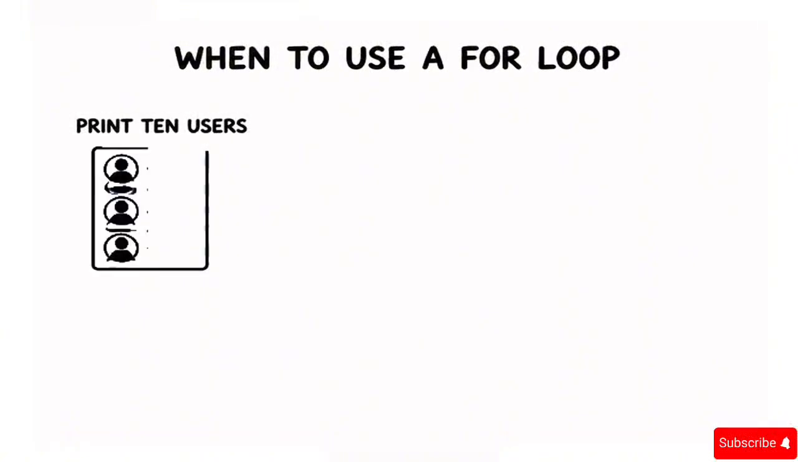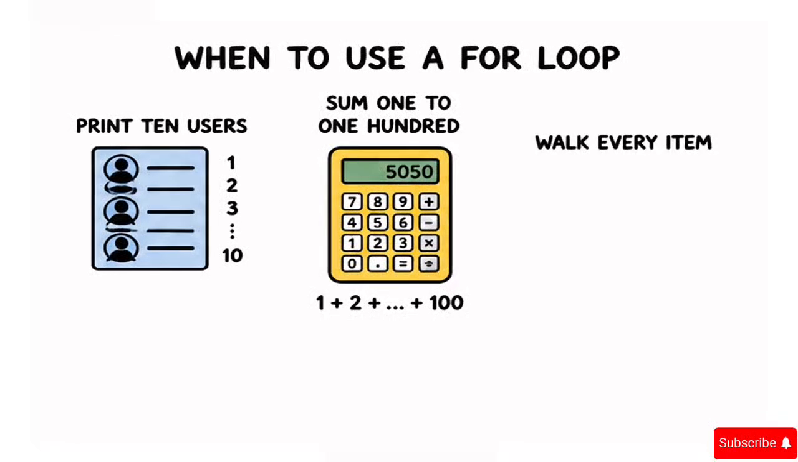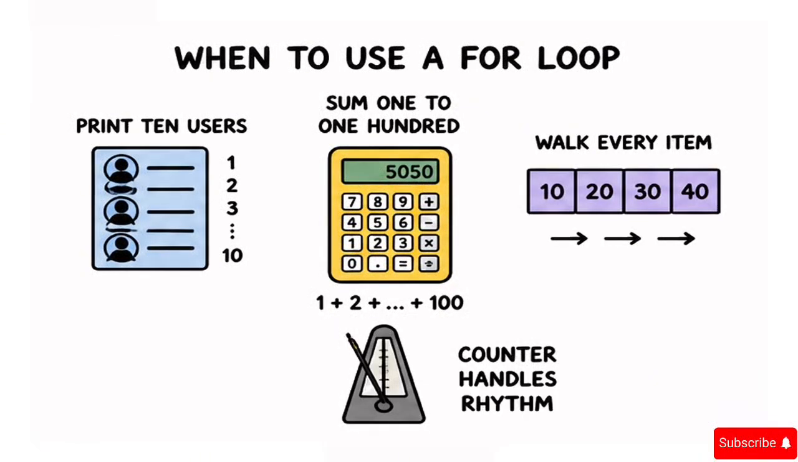Use a for loop when you know the count. Print a list of 10 users. Sum numbers from 1 to 100. Walk through every item in an array. The counter handles the rhythm, so you focus on the work inside the body.